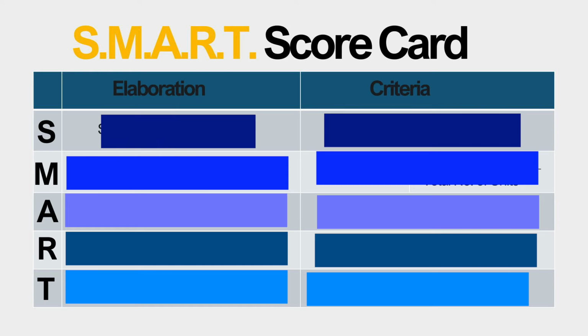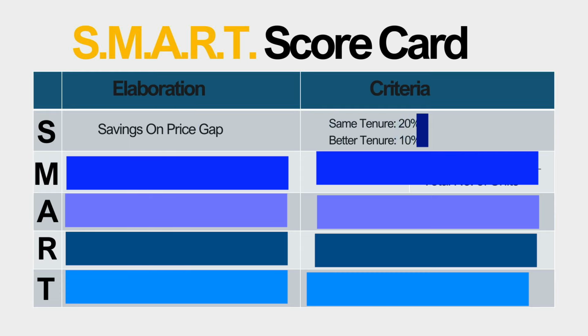Okay. With that, I just want to summarize the entire S.M.A.R.T framework. We have this scorecard for you. The first recap: saving on price gap. Is there a premium that you're saving on? If the same tenure, 20% is a good guideline. If it's a better tenure like freehold versus leasehold, 10% is a good guideline as well.